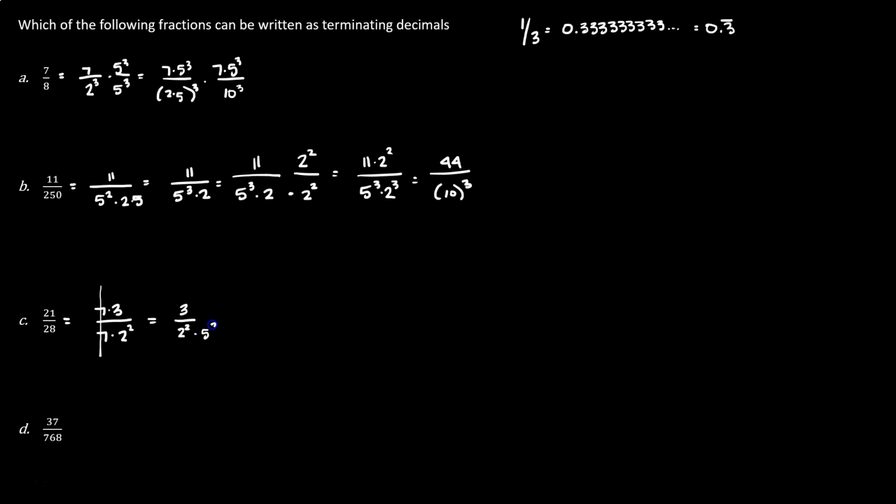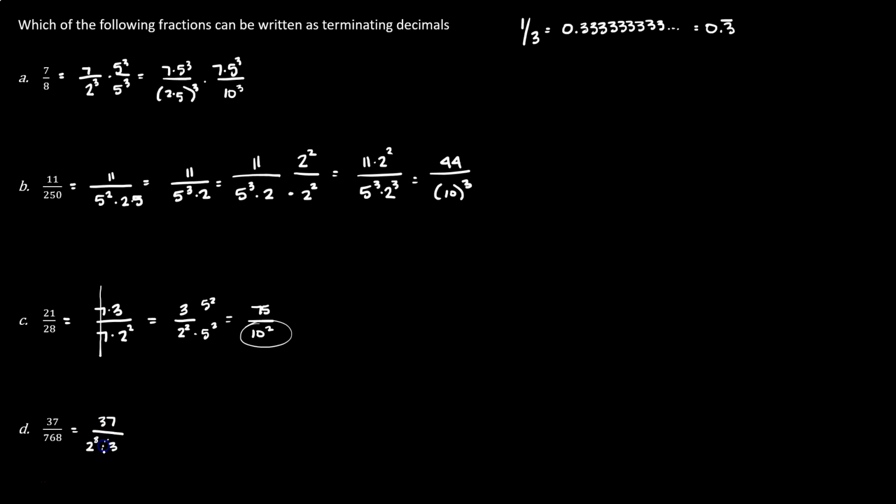We just need to multiply by 5 squared on top and bottom so that we can have 10 squared in the denominator, and we would have 75 in the numerator. So as soon as we find that our denominator can be multiplied up to be a power of 10, we know that it can be written as a terminating decimal. We've got one left here. We have 37 over 768. If we factor the denominator, 768, it becomes 2 to the 8th power times 3. 37 is actually prime, so we'll leave it there.